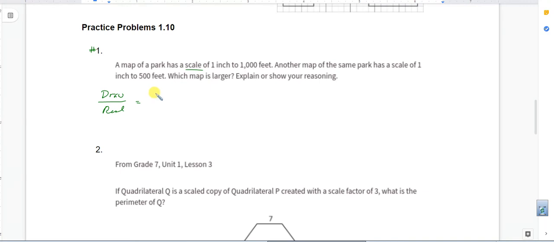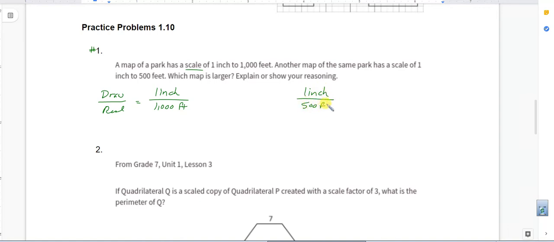They'll say, when you draw it, it's 1 inch, and for every 1 inch you draw on the paper is equivalent to something else. So this first park that we're looking at is 1,000 feet per inch. And the second park that we're looking at is 500 feet per inch that you draw.